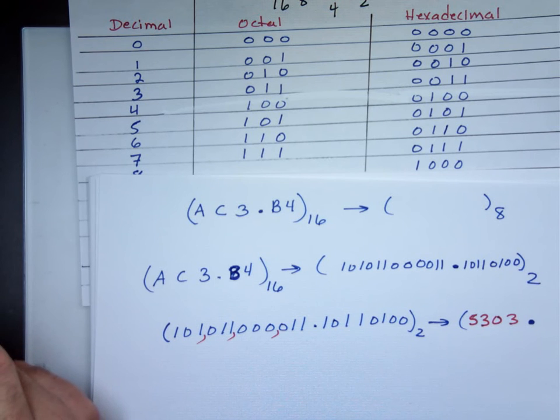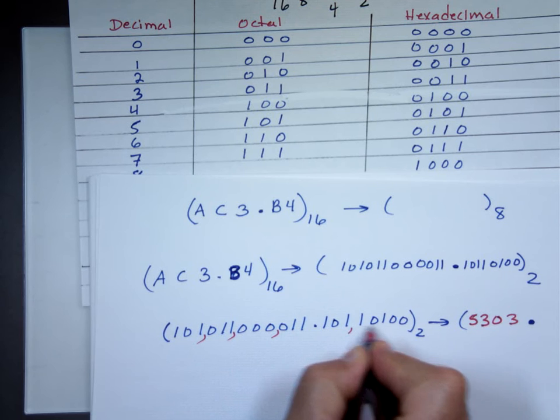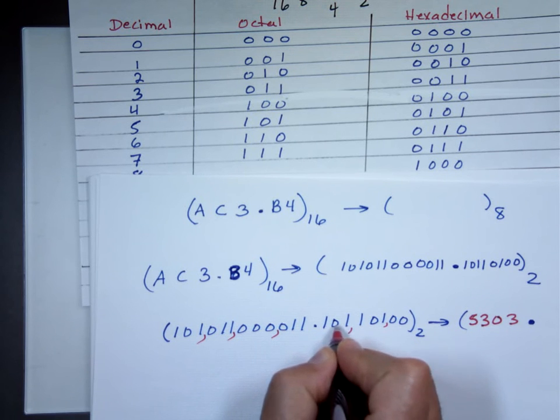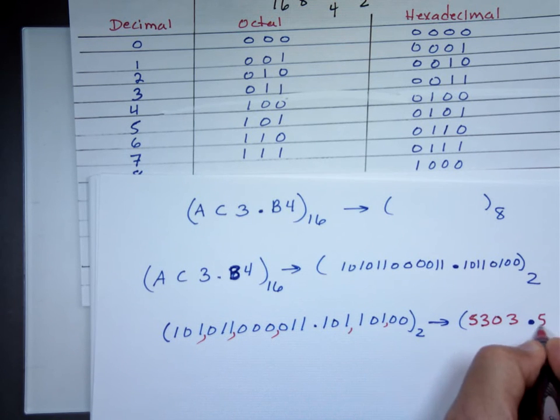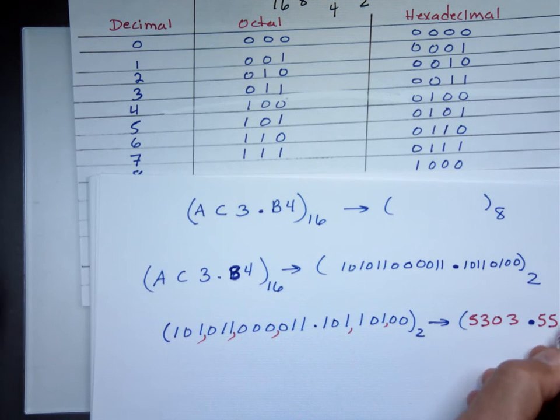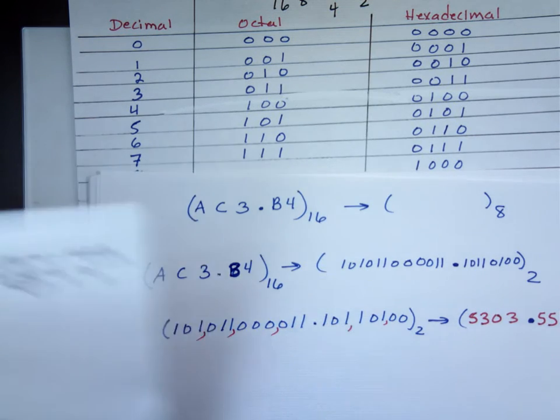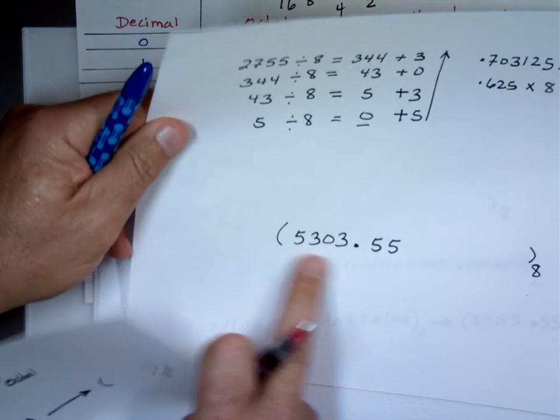Point, let's go to the right. Every 3 groups. 101, 5. 101, 5, and you have 0, 0, 0. You can make it a 0. Do you have to write a 0 at the end? No. Was that the answer, by the way? 5303.55.